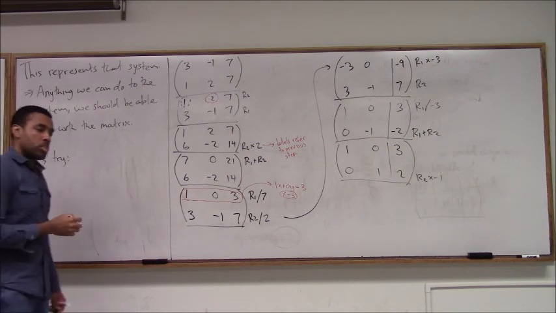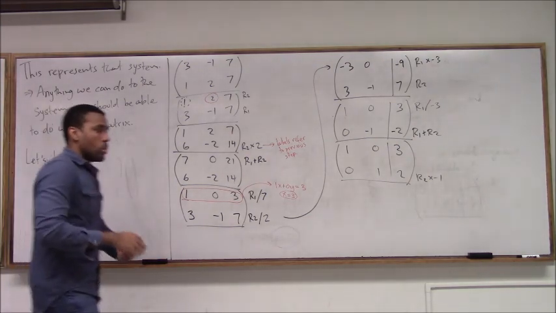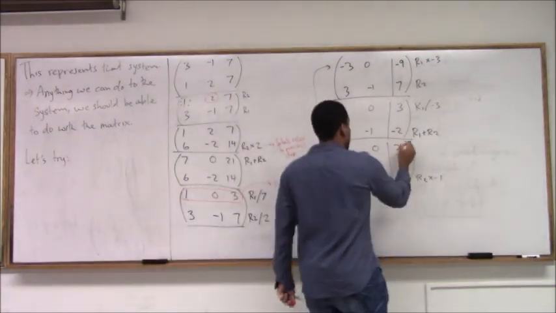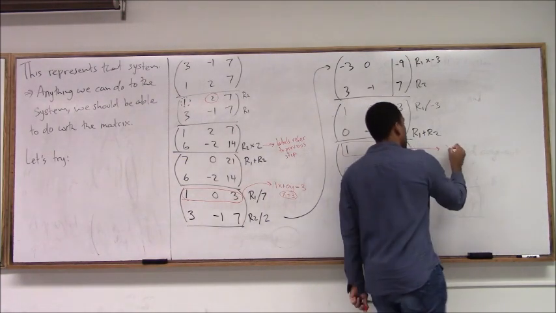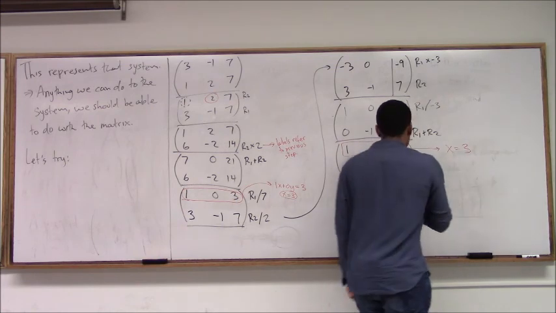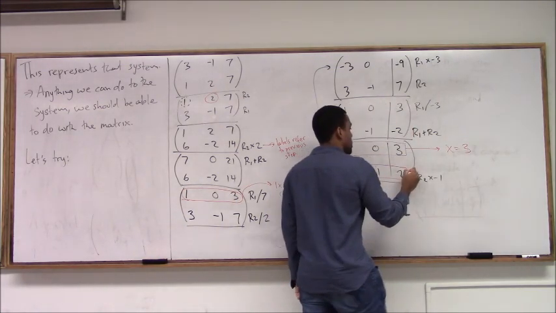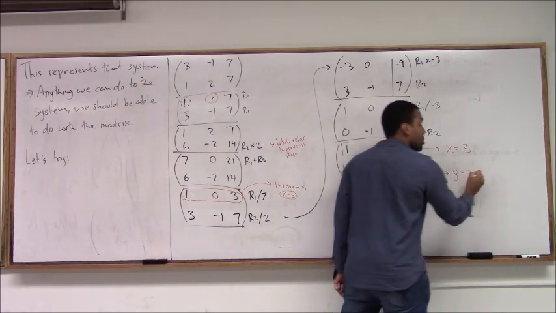And so now I have the matrix in this form. One thing you'll notice now is that my first row tells me right away that my x is 3. My second row tells me right away that my y is 2.